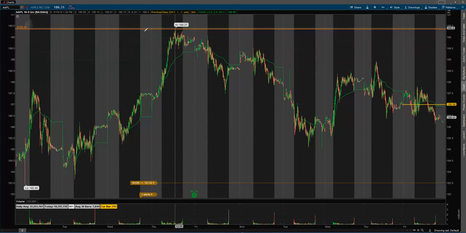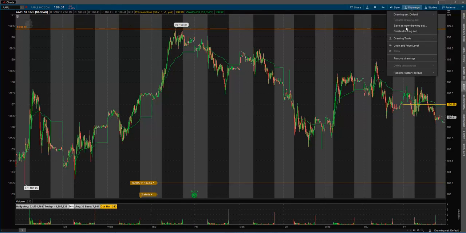Now, how do I get this to look like this? Guys, all due respect, a lot of you guys are real lazy. You do not even take the time to try to figure anything out. So, there's this thing called drawings in Thinkorswim, and this is called a price level. That's what I currently have it set to.